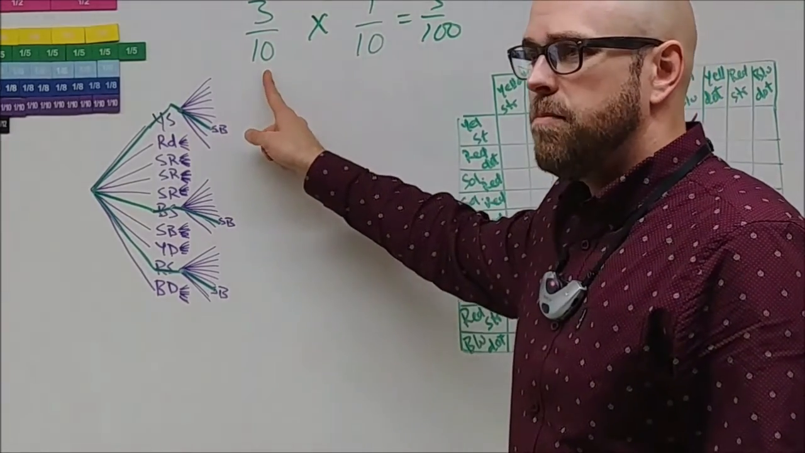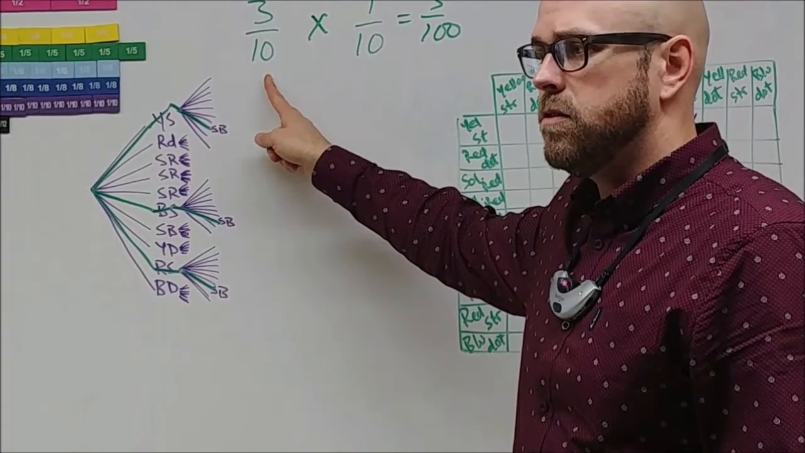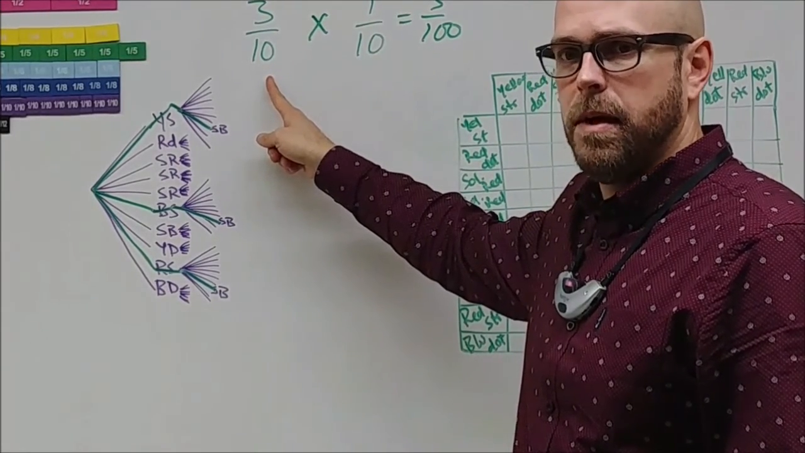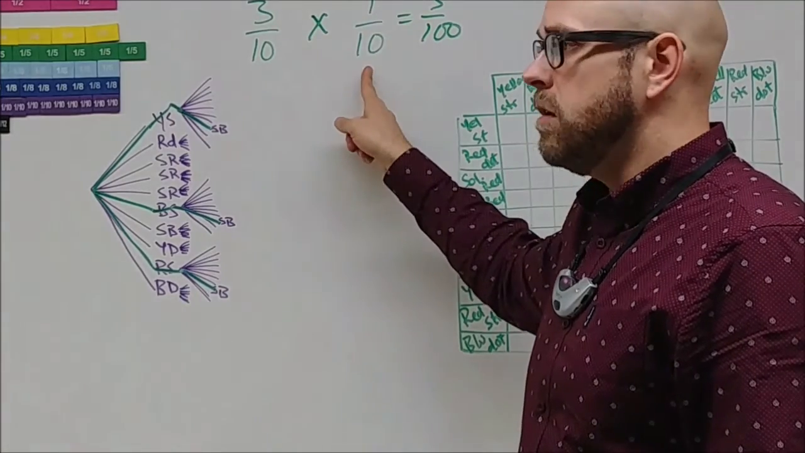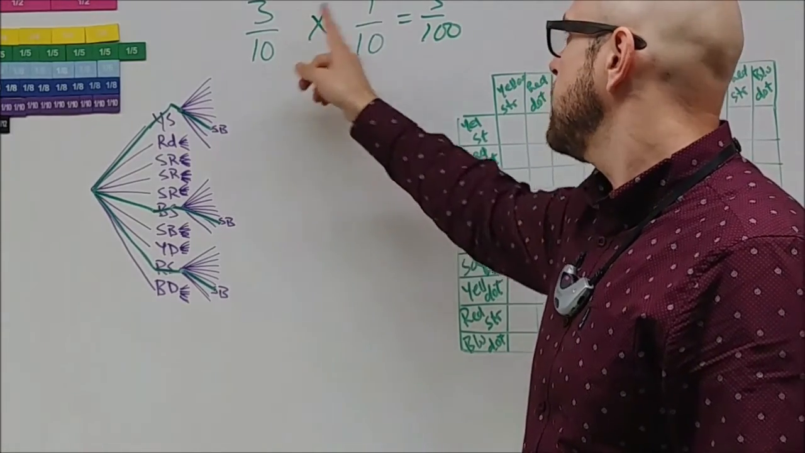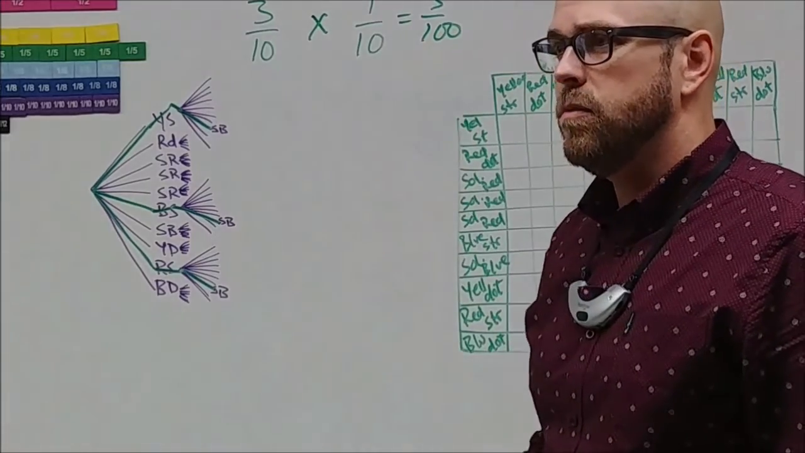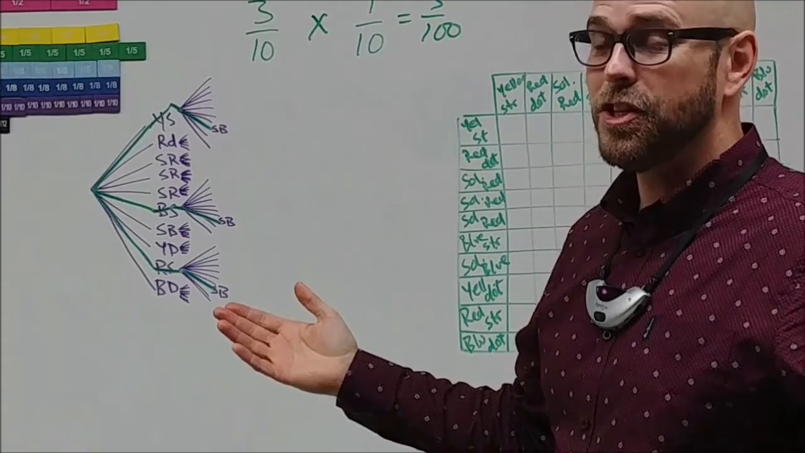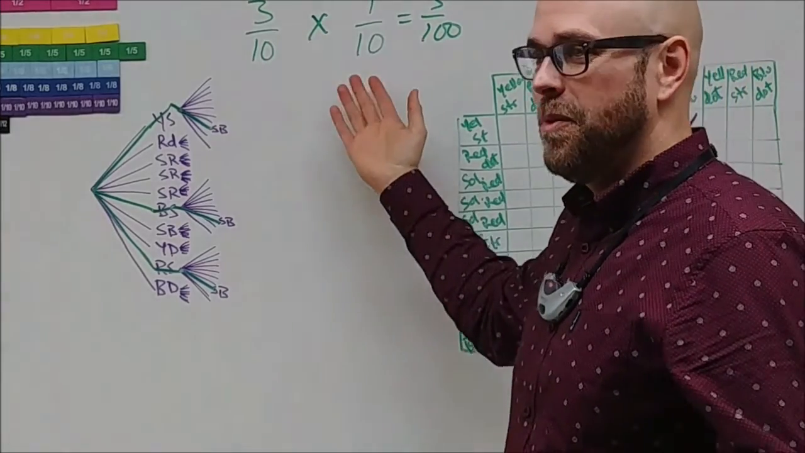The odds of getting a stripe, there were 3 stripes out of 10, 3 tenths. 30% of the time you're going to get stripes on the first spin, right? Times a 1 out of 10, the solid blue. 3 times 1 is 3, 10 times 10 is 100. Which way would you prefer to do? The chart. The chart? Wow, I find this way easier.